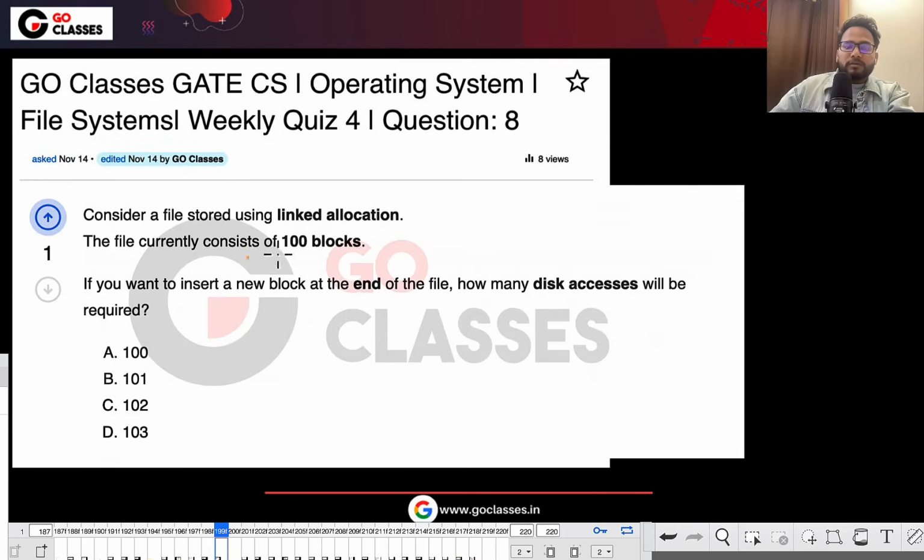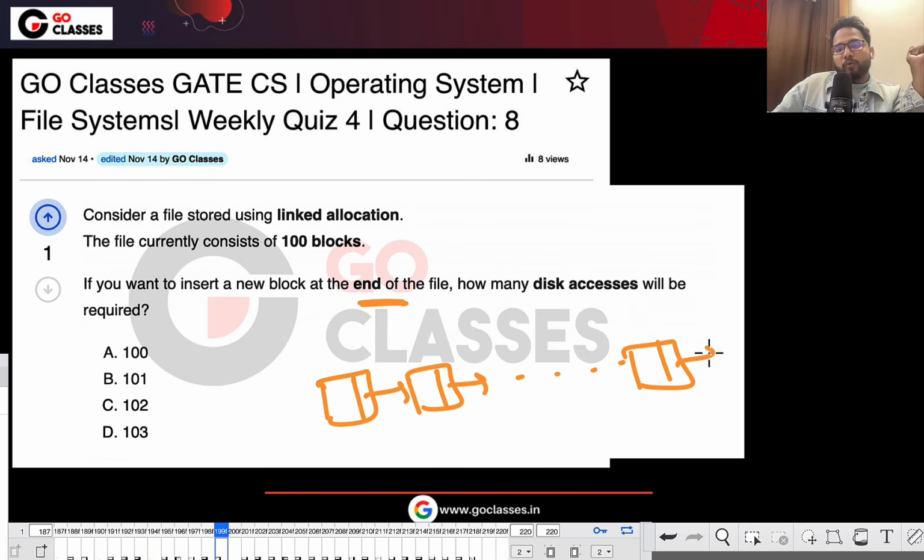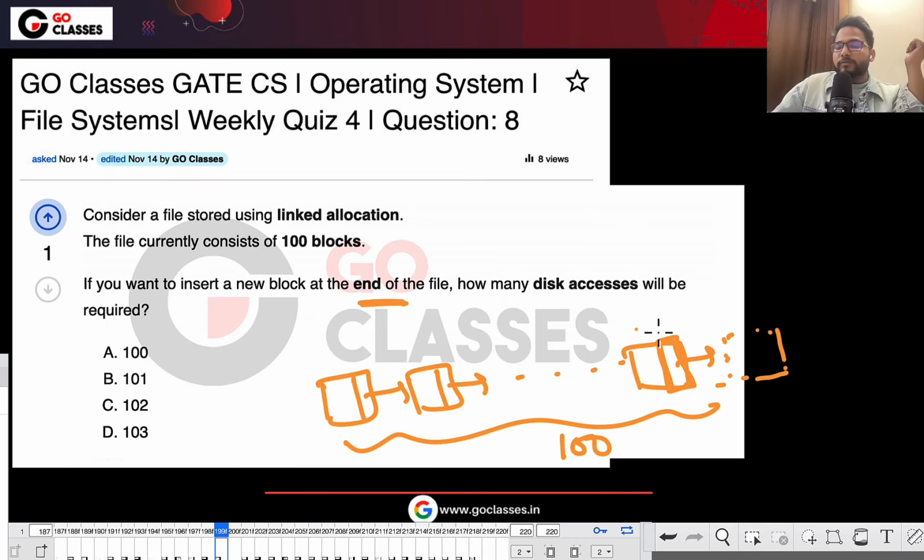Let's see this question. In this question, they are saying again the same thing. You want to insert at the end, and it is linked allocation. So in the linked allocation, if you want to insert at the end, you have to go here to modify this. Ultimately you have to modify this, right? So the 100 traversal will be needed. You have to read all of this 100.